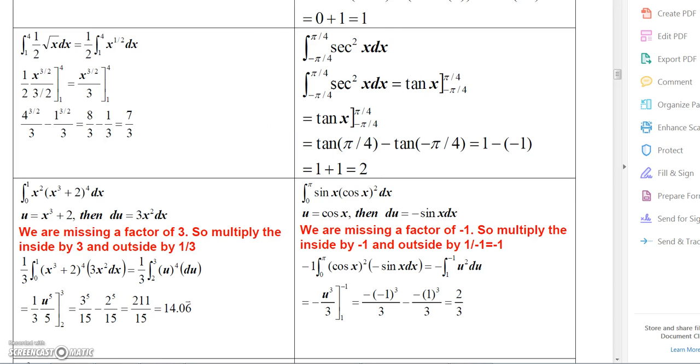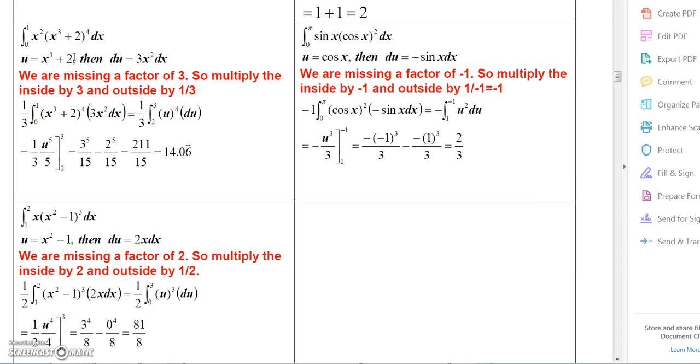which is 2. Now when you evaluate definite integrals with a u substitution, you really have two approaches in the final answer.